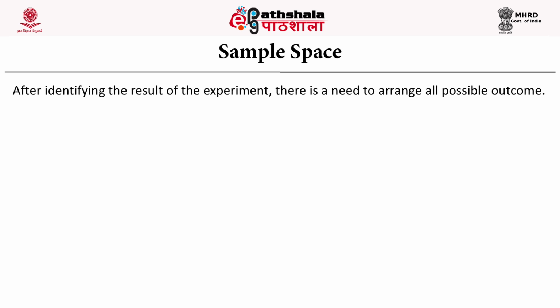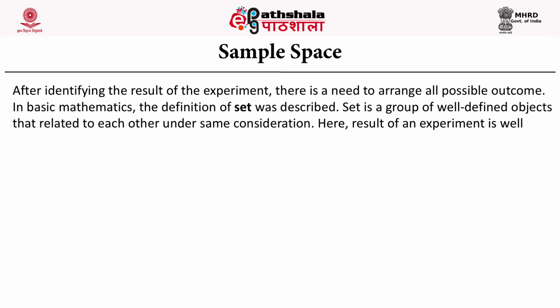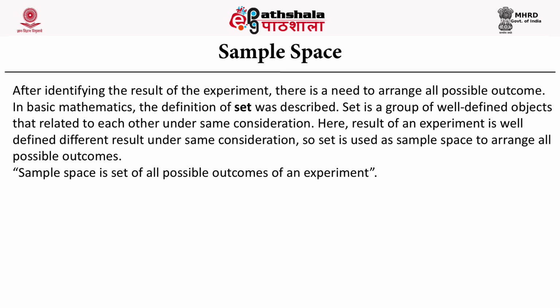Now we have to understand what is sample space. After identifying the result of the experiment, there is a need to arrange all the possible outcomes. In basic mathematics, the definition of a set was described. A set is a group of well-defined objects that are related to each other under the same condition. Here, the result of an experiment is well defined, with different results under the same consideration. So a set is used as sample space to arrange all the possible outcomes. Sample space is the set of all possible outcomes of an experiment.